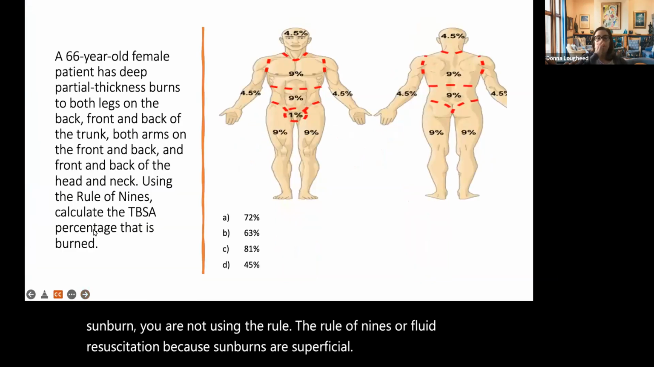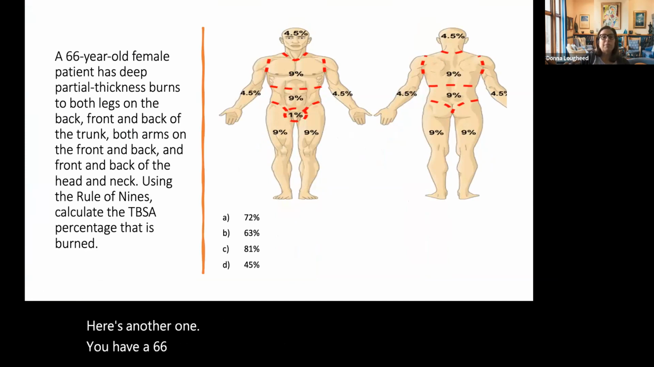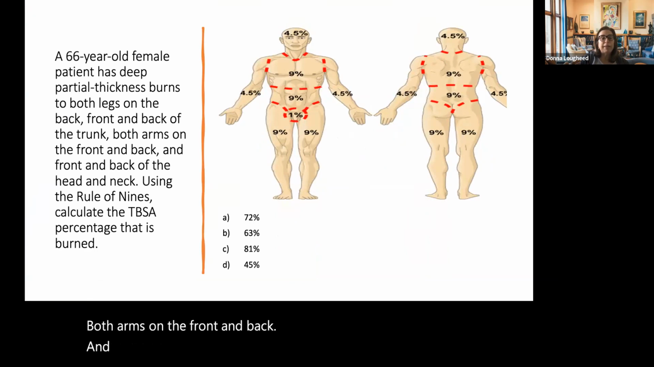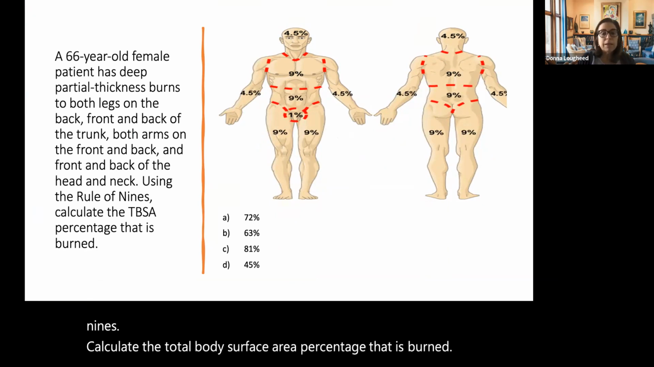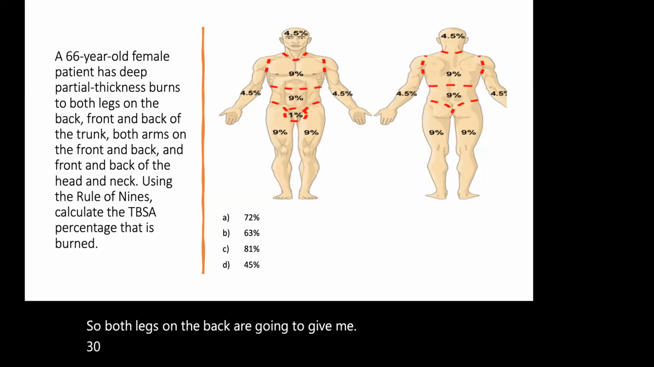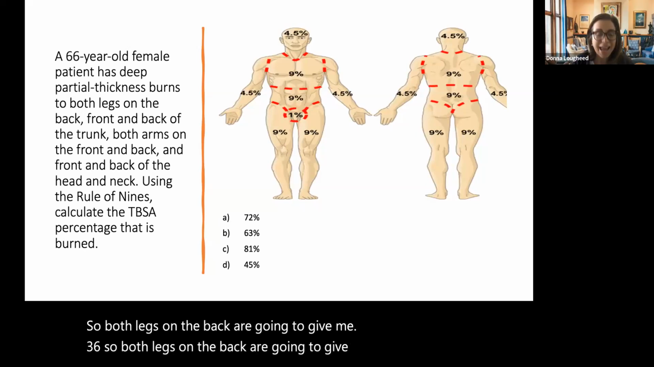Here's another one. You have a 66-year-old female patient with deep partial thickness burns to both legs on the back, both arms on the front and back, and the front and back of the head and the neck. Using the rule of nines, calculate the total body surface area percentage that is burned. So both legs on the back are going to give me 18. The front and back of the trunk.